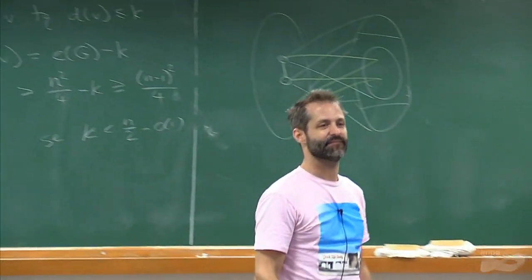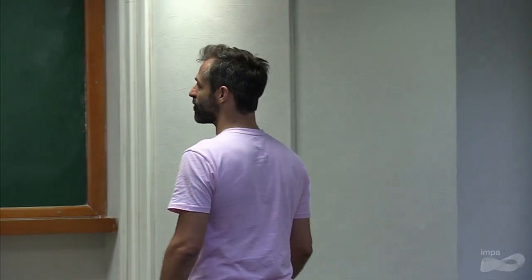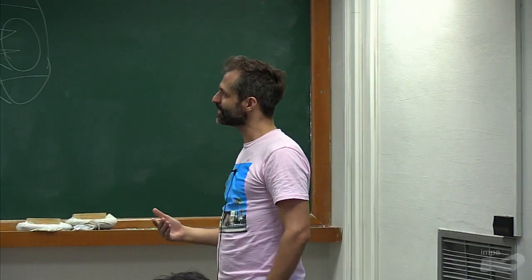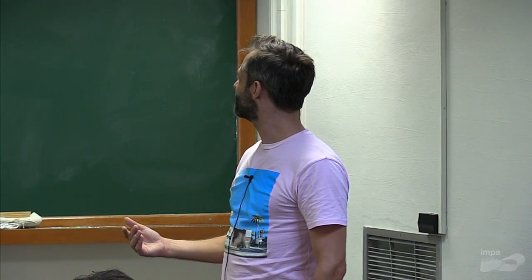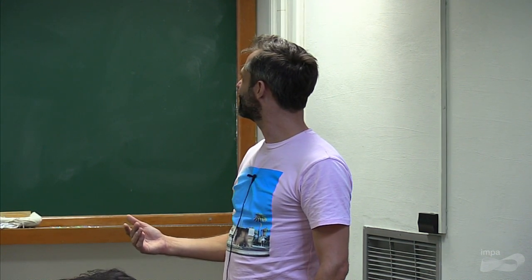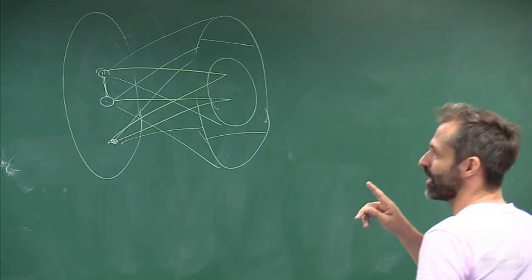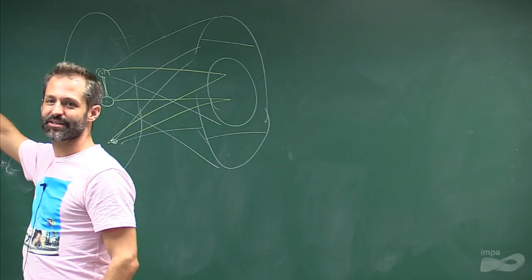Wait, but if I have n squared over 4 plus 1, can I apply the Erdős stability? Right, so for the Erdős stability, you need to know that the number of edges is at least n squared over 4 minus epsilon n squared. So this says something stronger. It says that, unless I'm cheating... no, it doesn't say something stronger. I am cheating because of this argument.